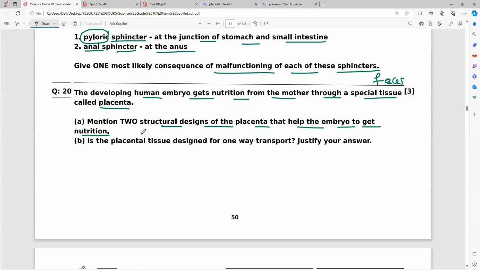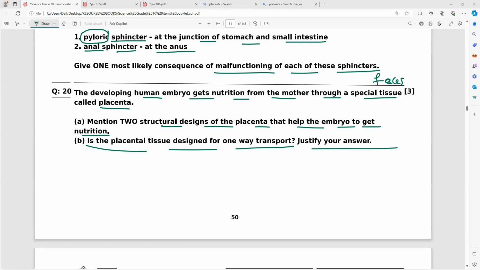So, mention two structural designs of the placenta that help the embryo to get nutrition. Villi are present, blood spaces are present, so that all the required things will be supplied to the baby, the embryo. Now, is the placenta tissue designed for one-way transport? Just for your answer. Is it designed for one-way transport? Already we studied. Anybody?